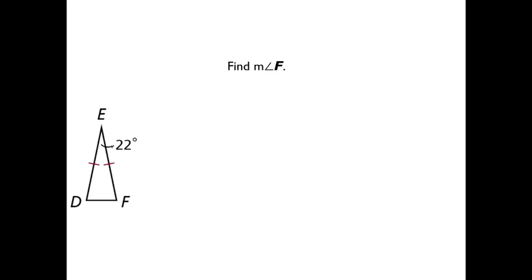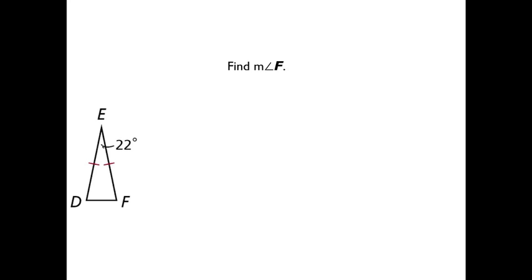Okay. All right. Here, I want to find the measure of angle F, knowing that this is an isosceles triangle. So what I have is a vertex angle that's 22 degrees. I know that the triangle sum theorem tells me that all three angles in the triangle have to add up to 180 degrees. So I'm going to remove the 22 degrees from 180. That's going to leave me 158 degrees.